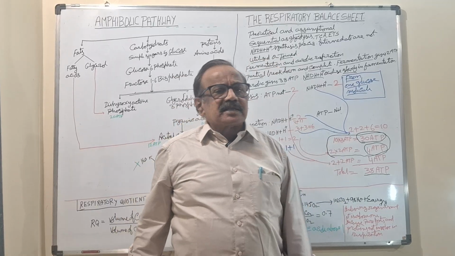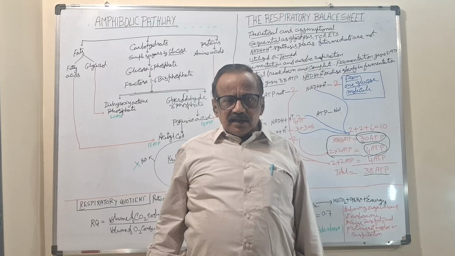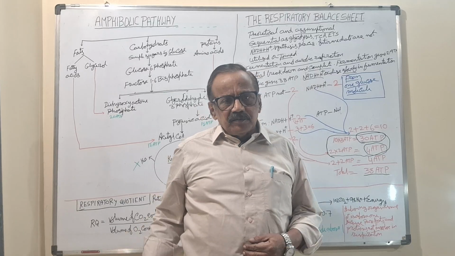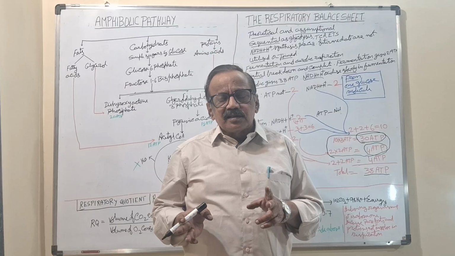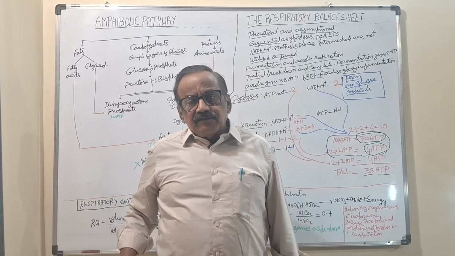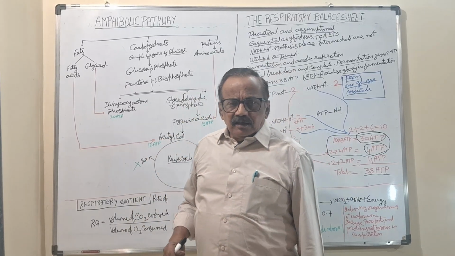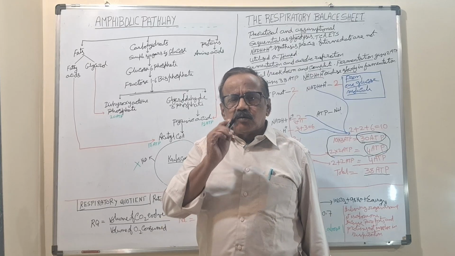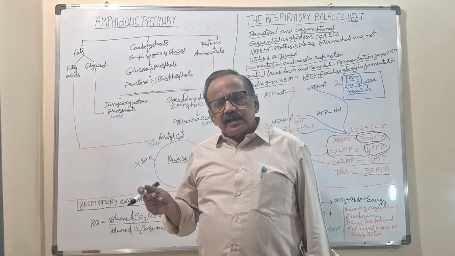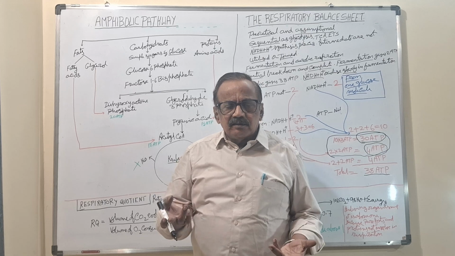Amphibolic. Amphibians means they can live in the water and on the land also. For the amphibian, if anything is acting in two places, in two ways, it is amphibolic. Here, whenever we are talking about photosynthesis, it is anabolic, and respiration is catabolic, all of you know.